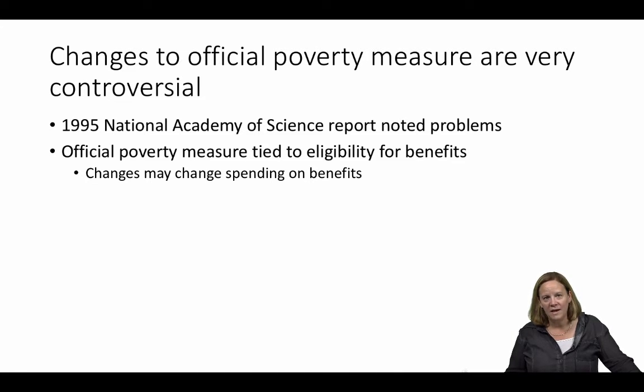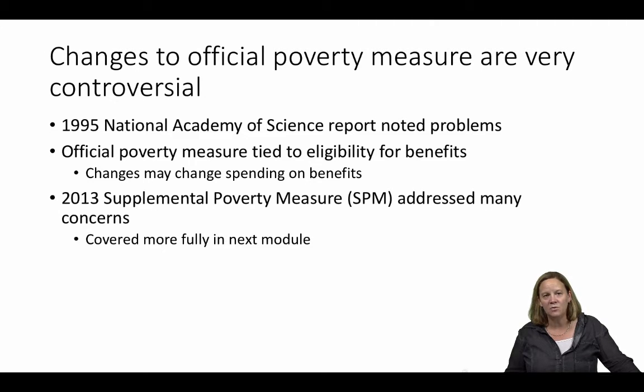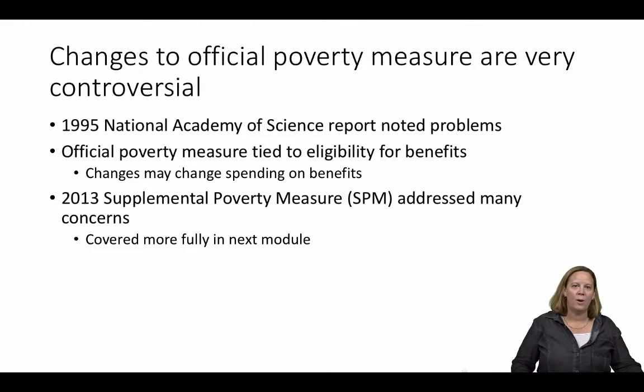To preview the next module, in 2011, the U.S. Census Bureau did take an important step toward revising our official measure. They did this by formalizing a new supplemental poverty measure. That measure addresses many of the concerns with the existing measure, including those noted in the 1995 report. The Census Bureau's supplemental poverty measure, however, is not meant to replace the official measure, but simply to provide an alternative supplemental measure. For now, let's consider in more detail some of the major concerns with our official measure.